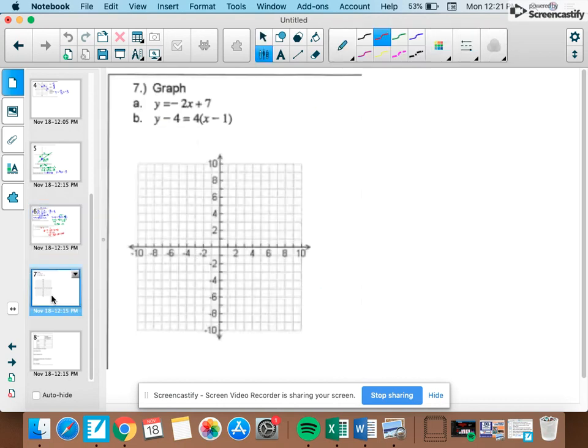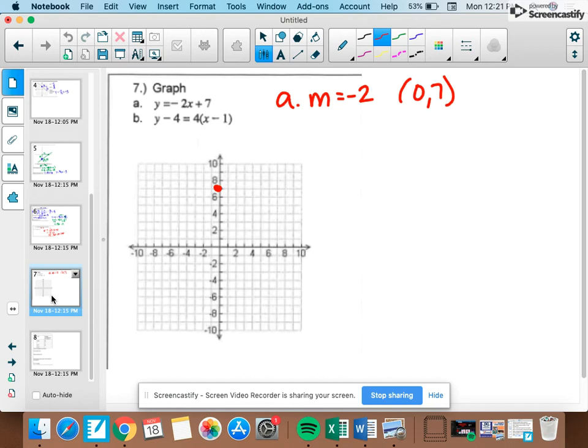Next, we're going to graph each equation. One is in slope-intercept form, one is in point-slope form. So for A, that is slope-intercept form. So I get the slope, which is negative 2, and then I get the y-intercept, which is 7. So that tells me where to start on my y-axis.